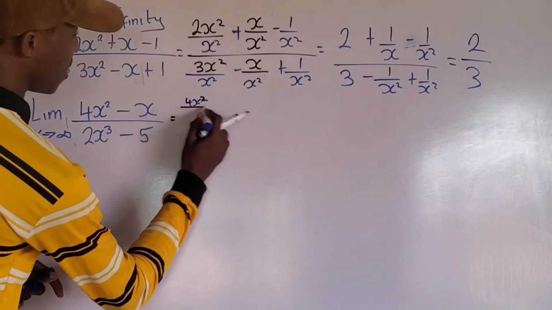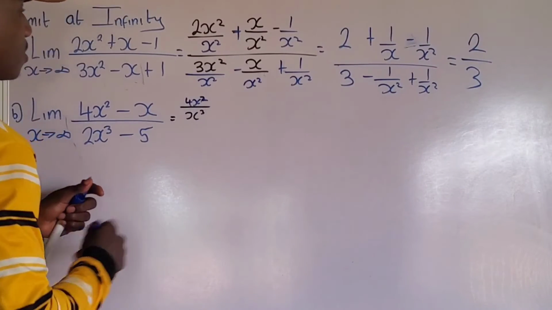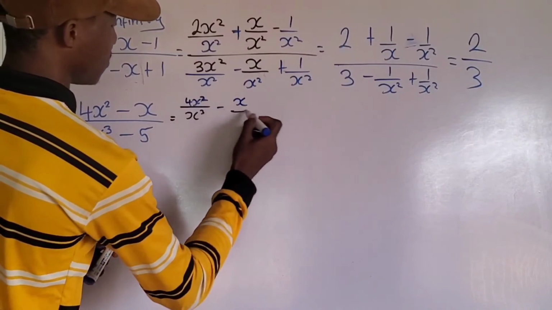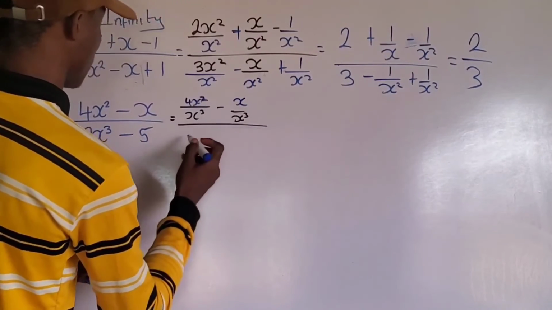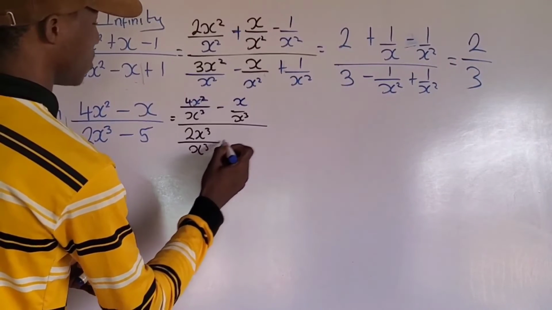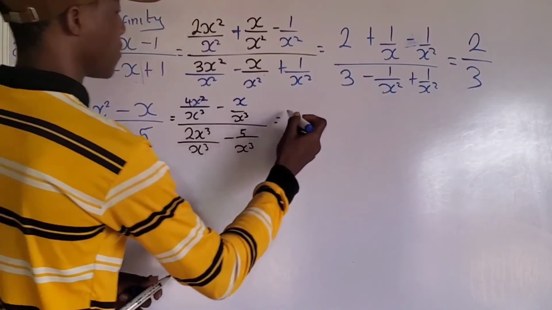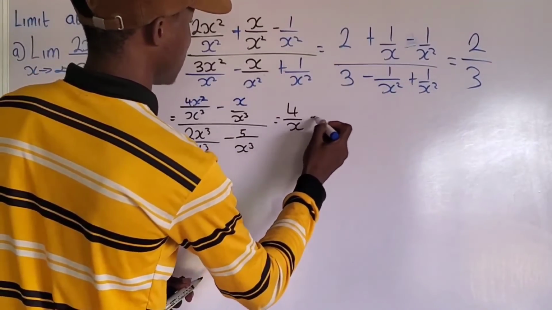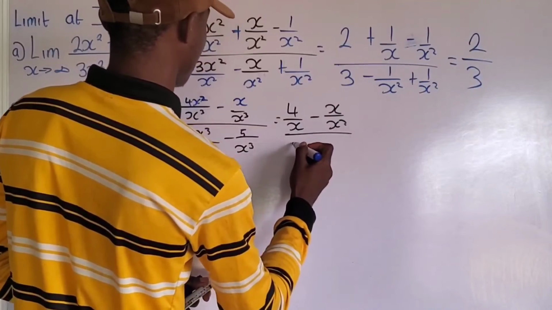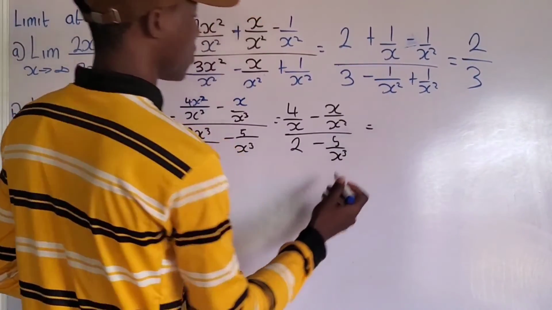So for this I'm going to have 4x squared all over x cubed, minus x all over x cubed, this over 2x cubed all over x cubed minus 5 all over x cubed. So for this we're going to have 4 over x minus x over x squared... this all over 2 minus 5 over x cubed. The final answer will be 0.